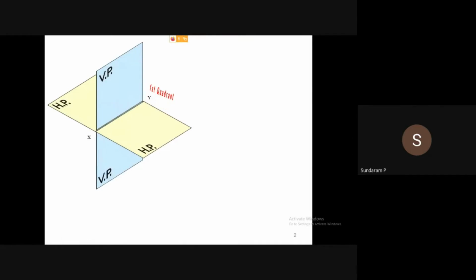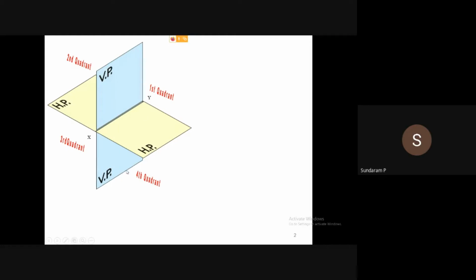Based on the vertical plane and the horizontal plane, we get four quadrants: the first quadrant, which is over here, then anti-clockwise the second quadrant, third quadrant and fourth quadrant. By using the XY line with reference to the vertical plane and horizontal plane, we get four spaces, in anti-clockwise order: first, second, third and fourth quadrant.